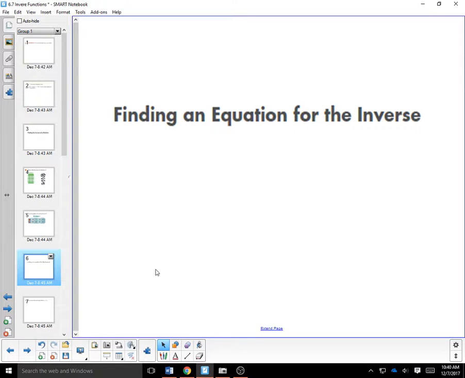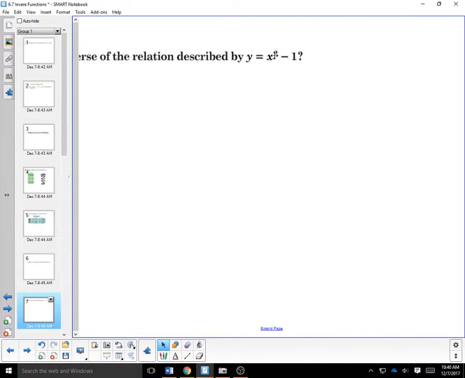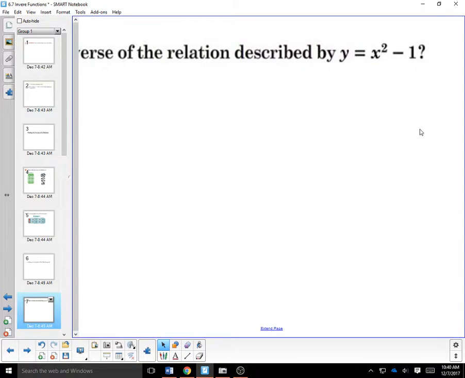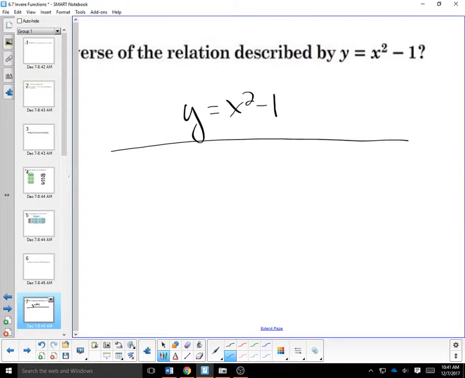That's when they gave us data. They gave us the numbers. Now we need to find the inverse of an equation. So, we get an equation, and we need to find its inverse. Can you guys see this equation here? So, how do we do that? Let me write this down real quick for you. This is y equals x squared minus 1. And I need to find its inverse.